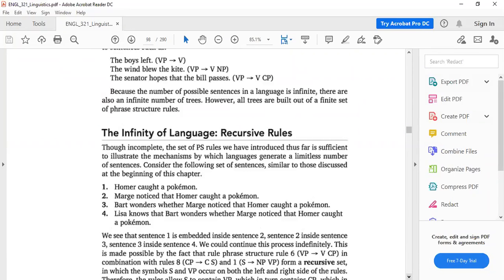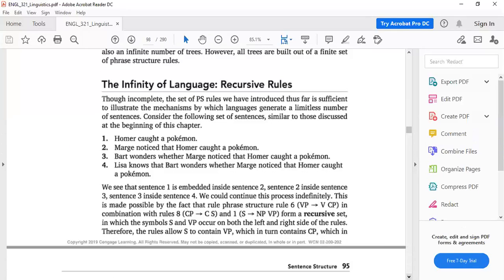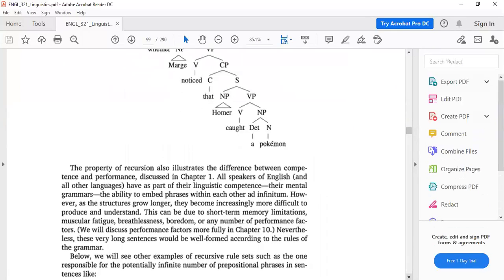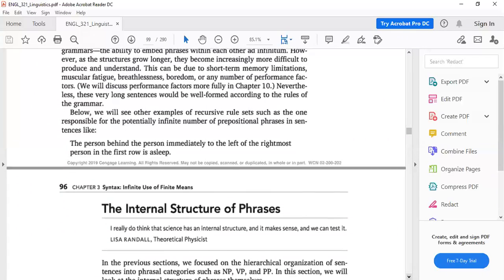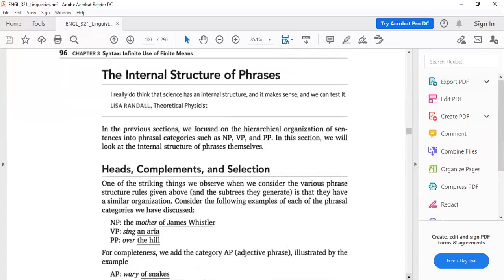And then, as I said, we are going to stop. We're done with syntax, the internal structure of the phrases, and we are going to move to semantics.